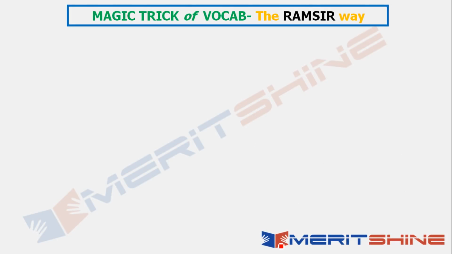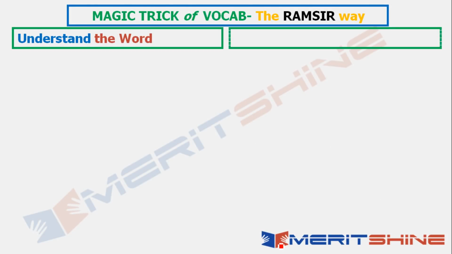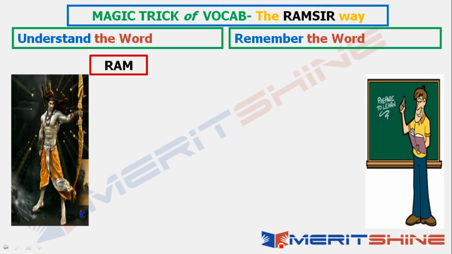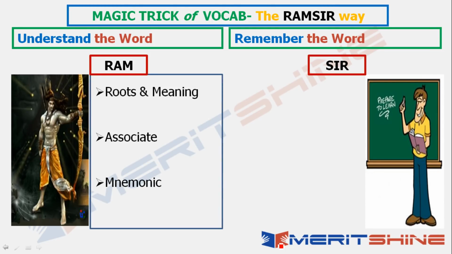Magic trick of vocab, the RAMSIR way. Two segments to it: understanding the word and remembering the word. Understanding the word happens through RAM, and remembering the word happens through SIR. So what does RAM signify? RAM signifies R for root and meaning, A for association, and M for mnemonic.